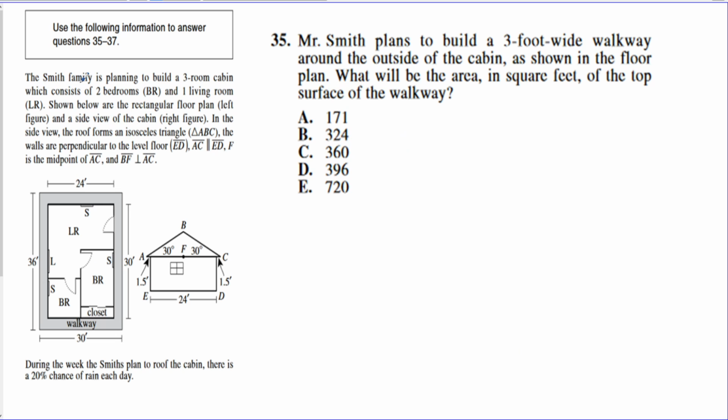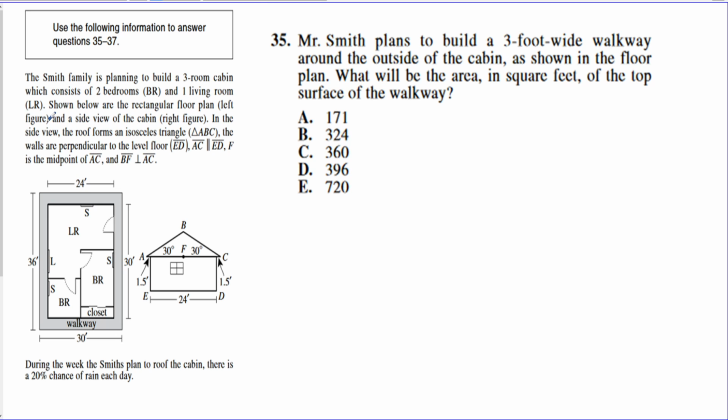So 35, new picture, also going to be used for 3 problems. The Smith family is planning to build a 3-room cabin, which consists of 2 bedrooms and 1 living room. Shown below is the rectangular floor plan. So this is looking from above the room, looking down. Okay, and the side view. So this is outside of the house, looking at the side.